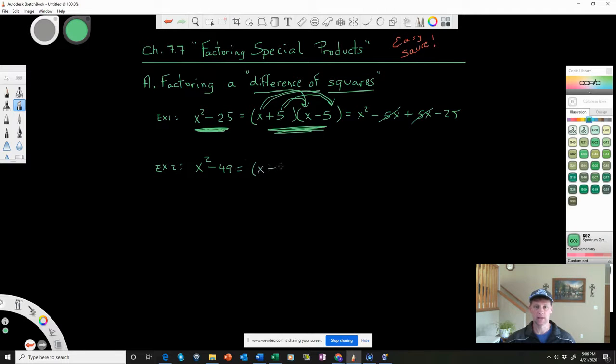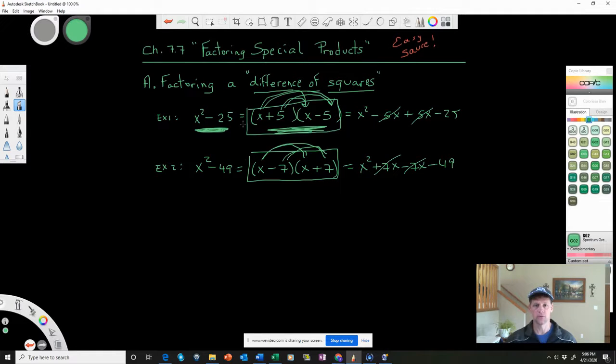I hope you got x minus 7 times x plus 7. Now, it doesn't matter which one's minus, which one's plus. It could have been x plus 7 and then x minus 7. It won't make any difference because when you multiply, you just get x squared. This gives you the positive 7x. This gives you the negative 7x. And this gives you the negative 49. These, of course, cross out. And therefore, this is the answer that you're going to want to put into your assignment today. That is the factored form of this difference of squares.